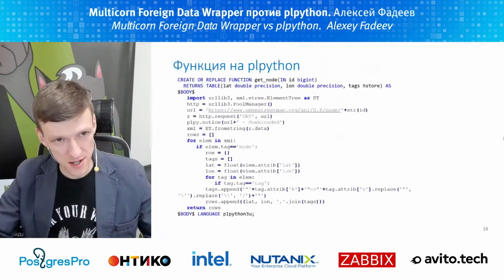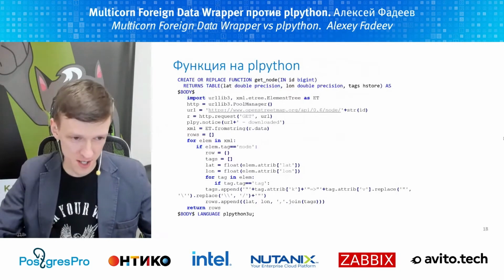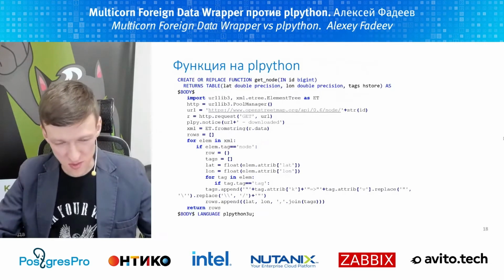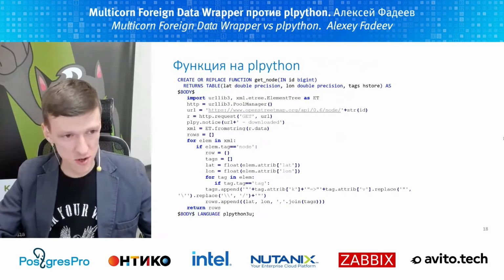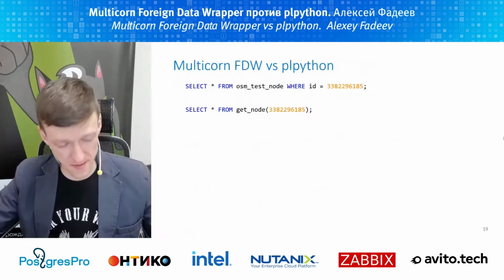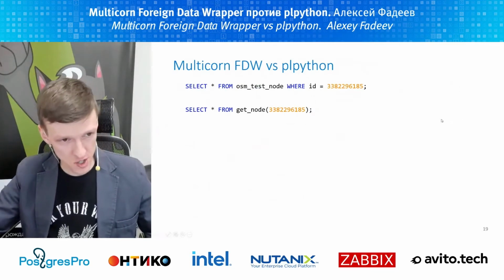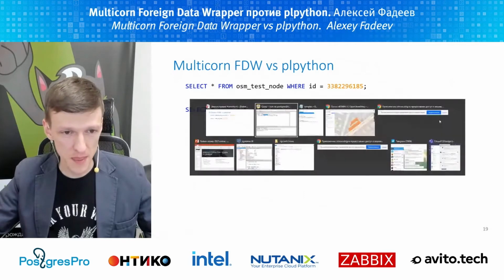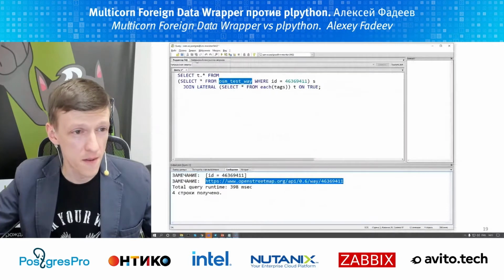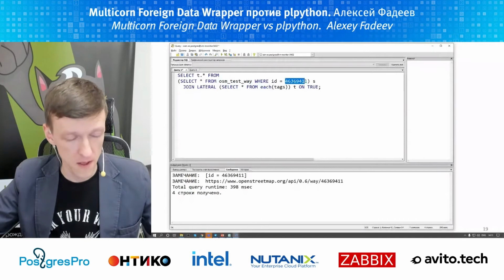Let's have a look at an alternative, not Multicorn FDW, but Python. PL Python. I took the same code that I had in the Multicorn wrapper, copied it, and it worked. These are two similar queries, one via Multicorn and the other performed via PL Python. I'll show you that it works. The same object. Let's take the same one.